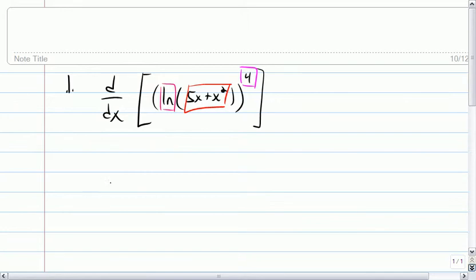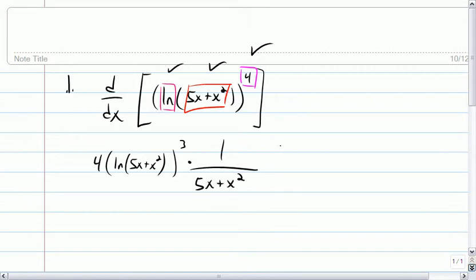So the derivative of the outermost is going to produce this. So we got natural log 5x plus x squared. Okay, check that one off and go to the next inner. That's natural log. That's going to produce this 1 over what you got.